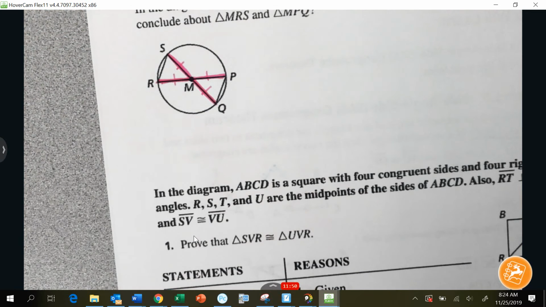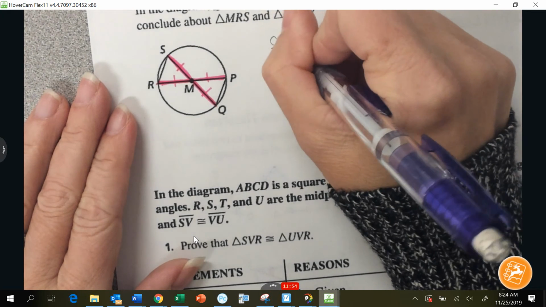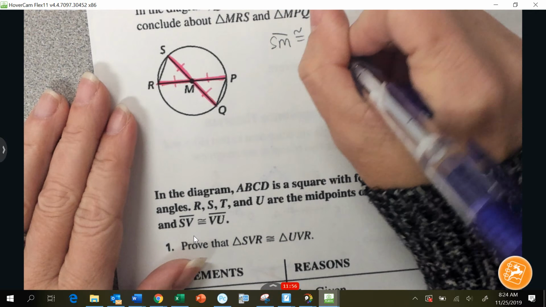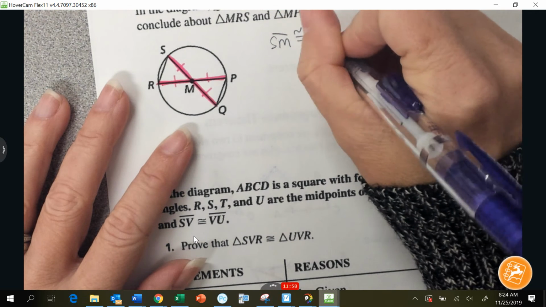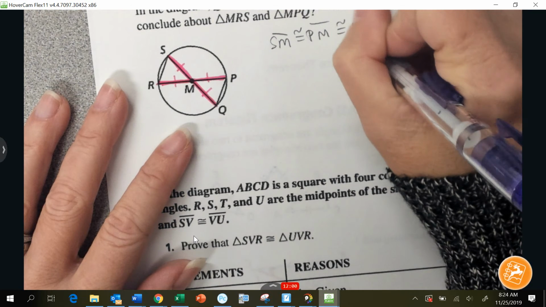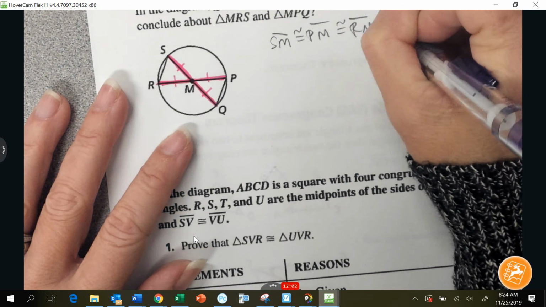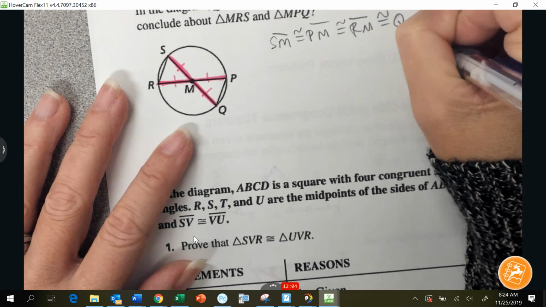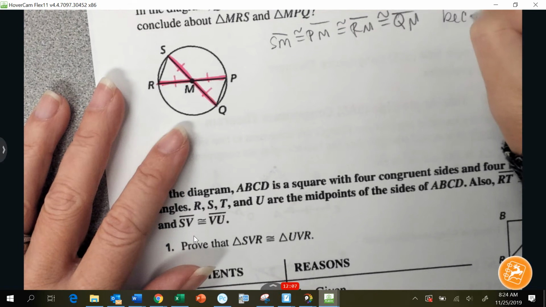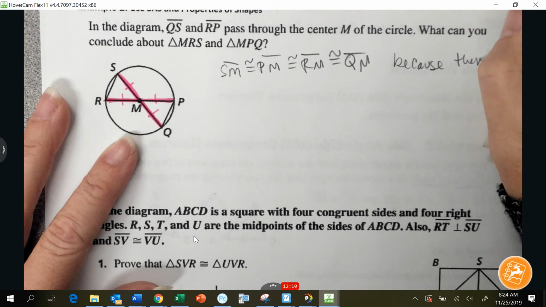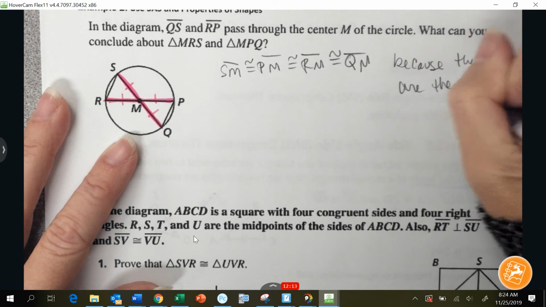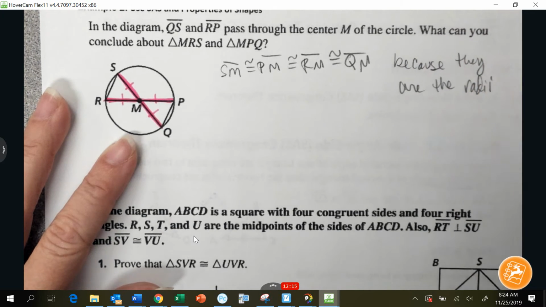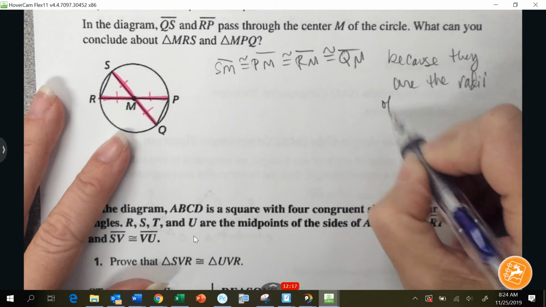So what can we conclude? We can conclude that SM is congruent to PM, which is congruent to RM, which is congruent to QM. Because they're the radii of the circle.